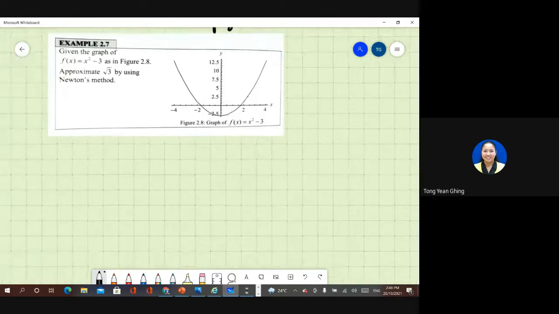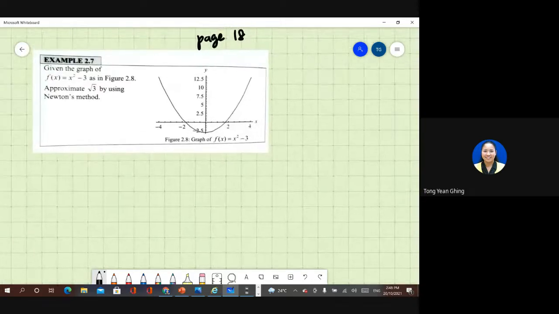Okay, so here dia akan ada dua. Kalau kiranya, if let's say we do the roots, we will have two, right? Square root ni akan ada dua roots lah. One is here, another one is here. One is positive, one is negative.